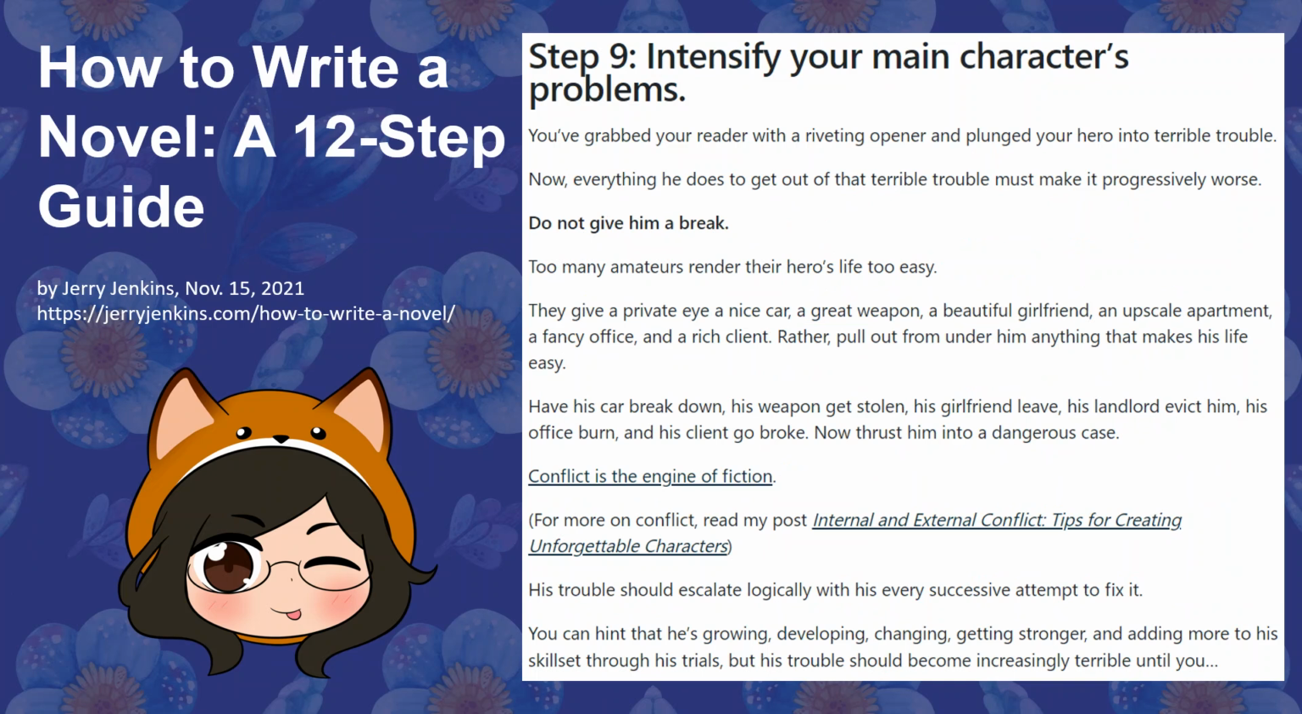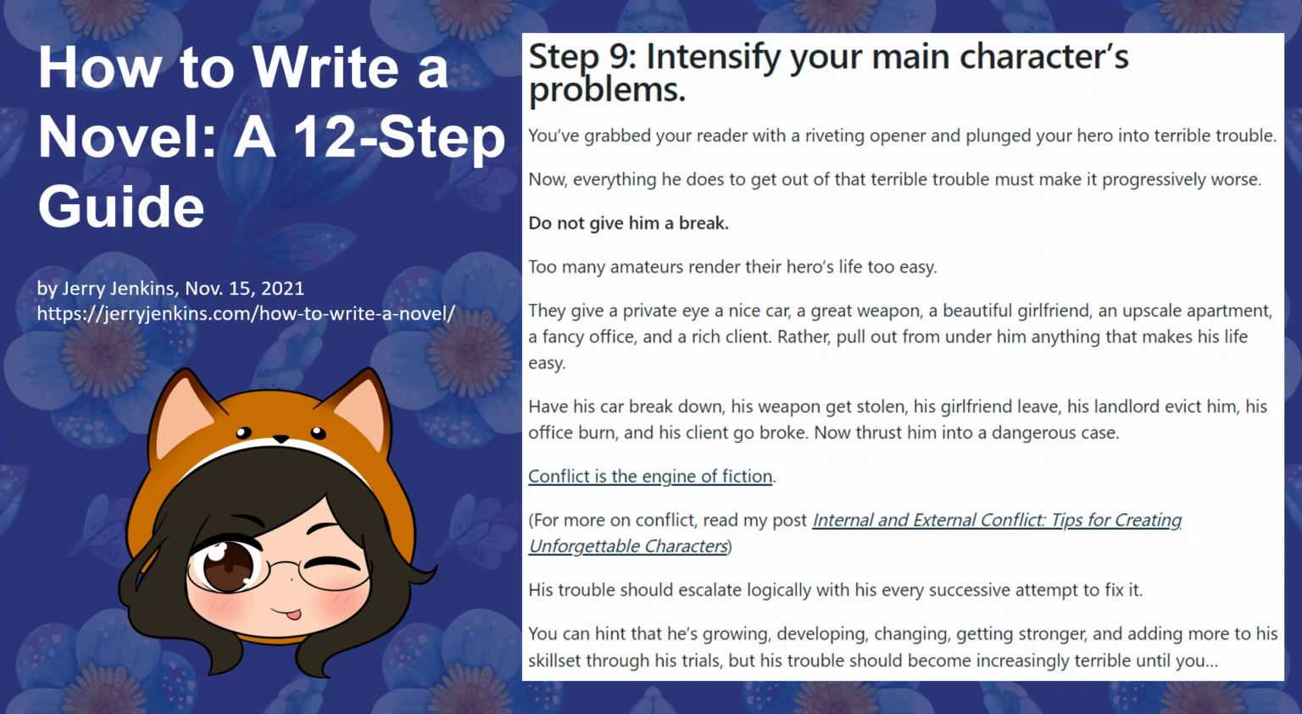talking about a hero's life, giving him conflict and problems and terrible troubles and things like that. Well, I think it really depends on what kind of story you're writing. Also, you can give a private eye a nice car, a great weapon, a beautiful boyfriend too if you wanted to. Doesn't matter, whoever you're writing, whatever you're doing. I don't have much to say about this because this is just advice. The only thing I will say is that I like the phrase conflict is the engine of fiction. And there is something linked here that I might look at a later time and react to. Who knows? If you want to see that, let me know.